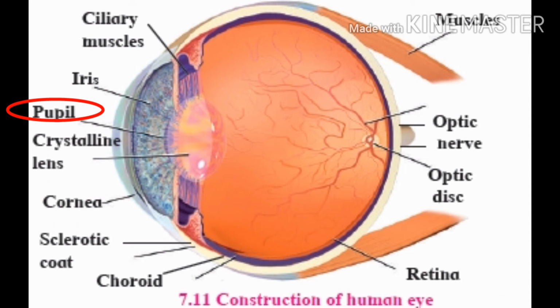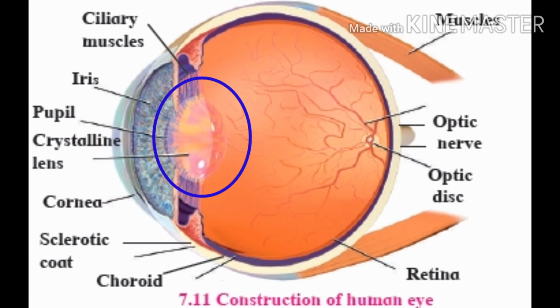There is a double convex transparent crystalline lens just behind the pupil. This lens creates a real and inverted image of an object on the screen inside the eye. This screen is made up of light-sensitive cells and it is called the retina.